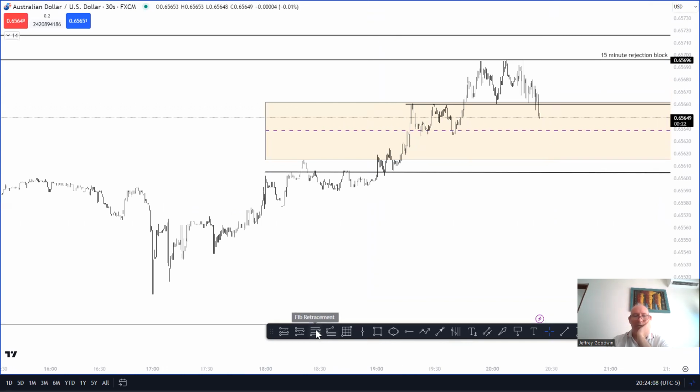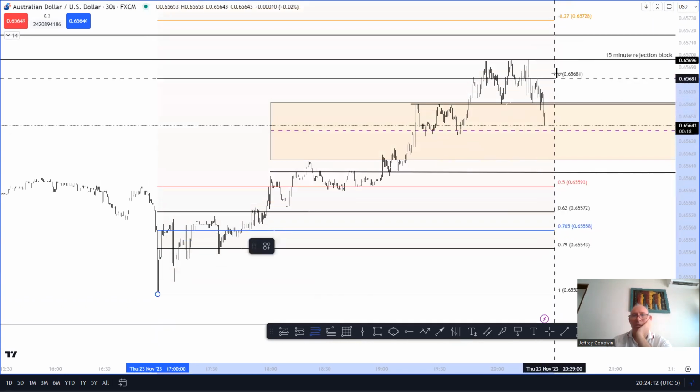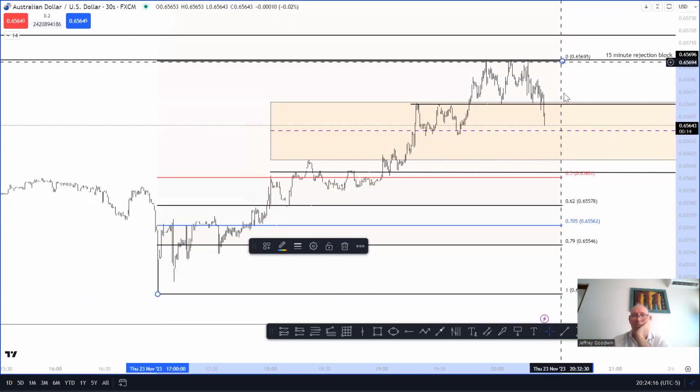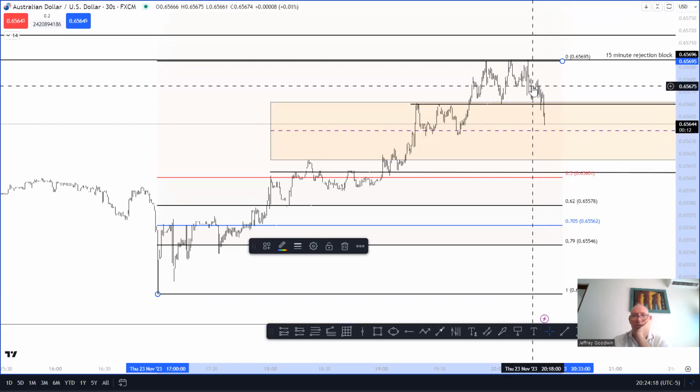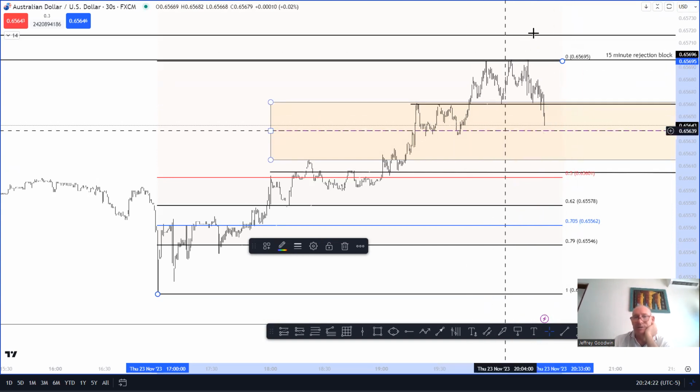You get a fit. This low, this high. So we're above the 50%, well above it, which is excellent. It's in the sell zone.